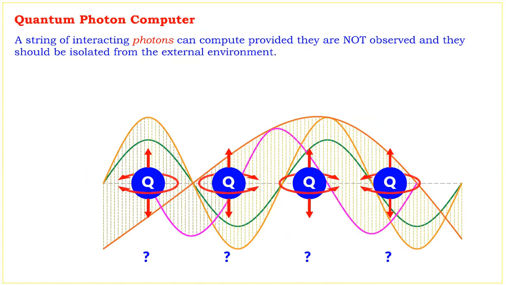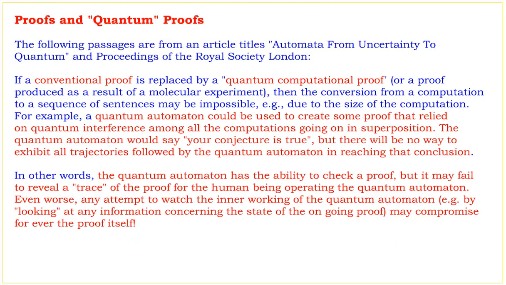Quantum photon computer. A string of interacting photons can compute provided they are not observed and they are isolated from the external environment. Proofs and quantum proofs. The following passages are from an article titled Automata from Uncertainty to Quantum, in Proceedings of the Royal Society London. If a conventional proof is replaced by a quantum computational proof, or a proof produced as a result of a molecular experiment, then the conversion from a computation to a sequence of sentences may be impossible, for example, due to the size of the computation.